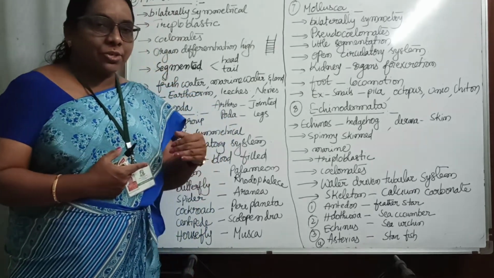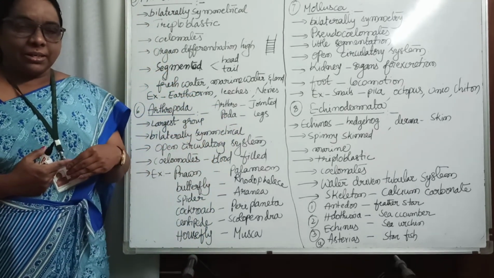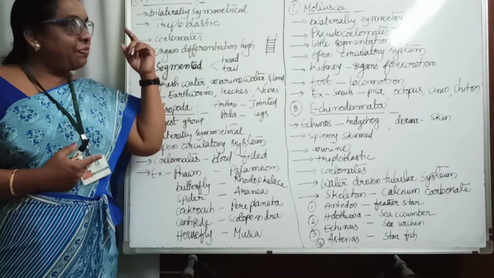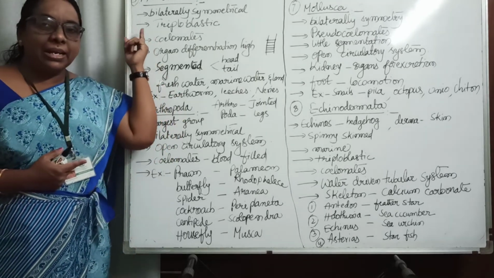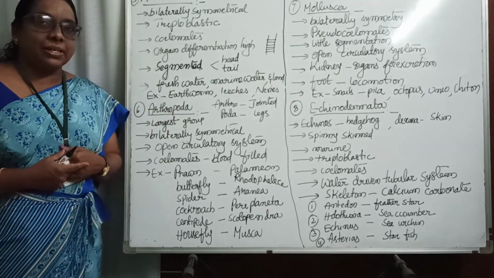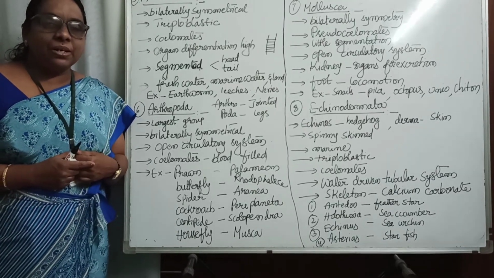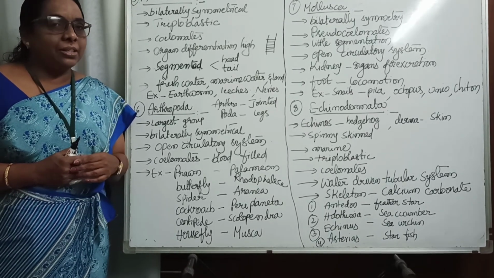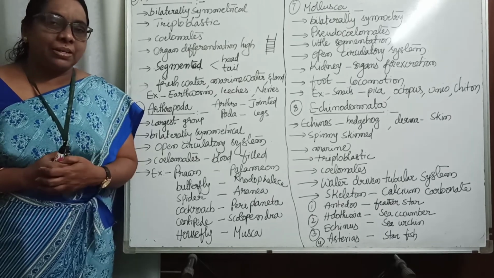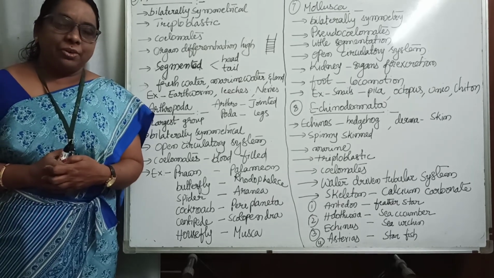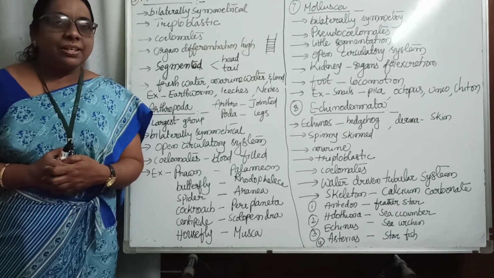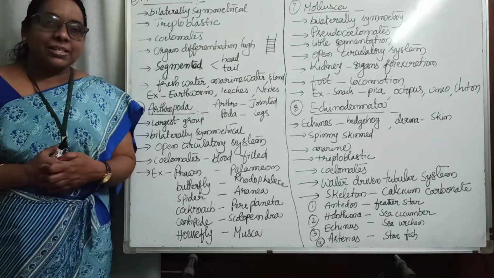Today's class I covered four phyla: the fifth phylum is Annelida, the sixth is Arthropoda, the seventh is Mollusca, and the eighth and last phylum in invertebrates is Echinodermata.